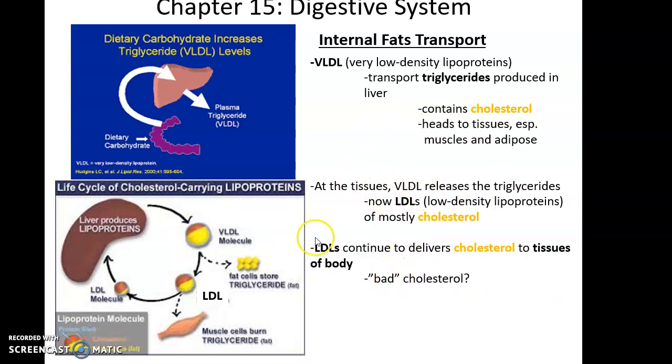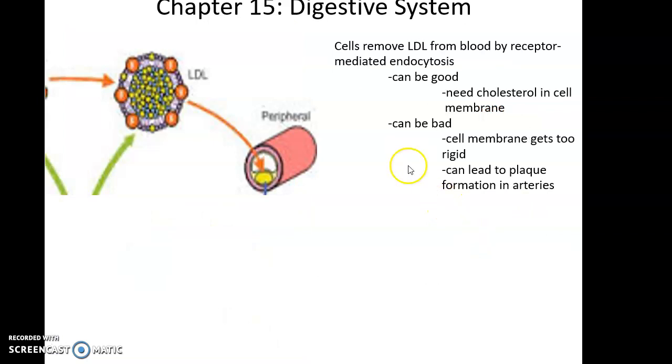And this is why LDLs are referred to as the bad kind of cholesterol, because they are the structures that are delivering cholesterol to the tissues of the body. However, we do need a certain amount of cholesterol in our tissues, so it's not truly bad. All right, so cells remove LDL from the blood by receptor-mediated endocytosis. Cholesterol is important because our cells need it in our cell membranes to give the cell membranes proper rigidity.